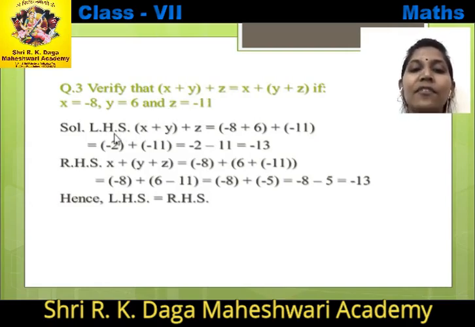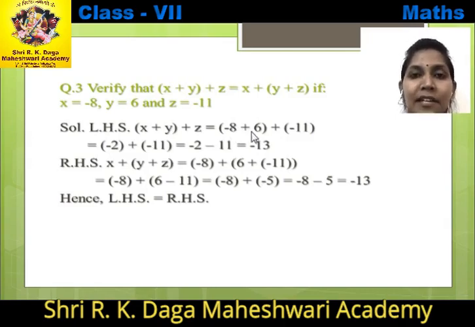Now first we will take the LHS part, that is x plus y plus z. Now we will put the values of x, y and z, which are minus 8 plus 6 plus the value of z, which is minus 11. So here we have written minus 11. Now minus 8 plus 6: one number is negative and the other is positive.